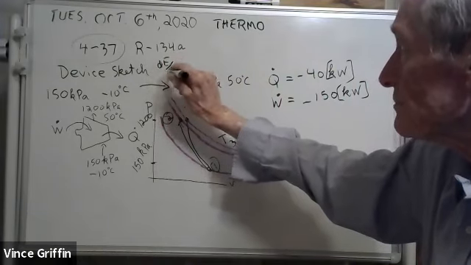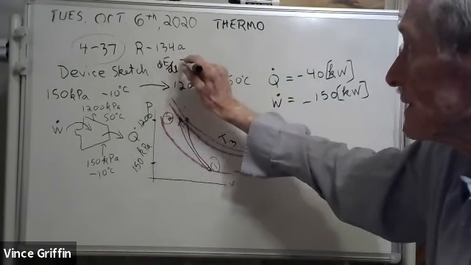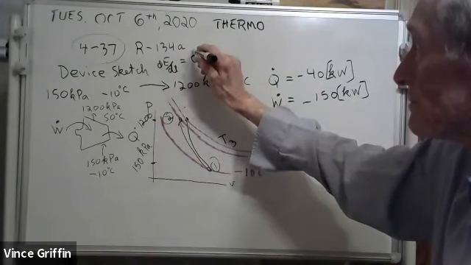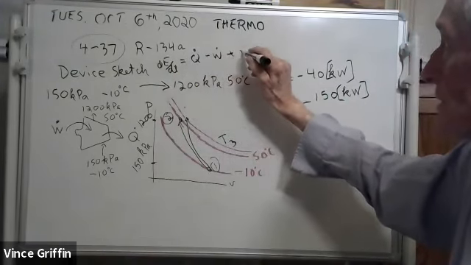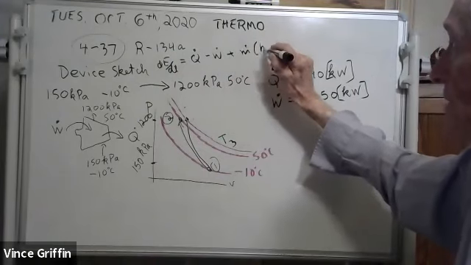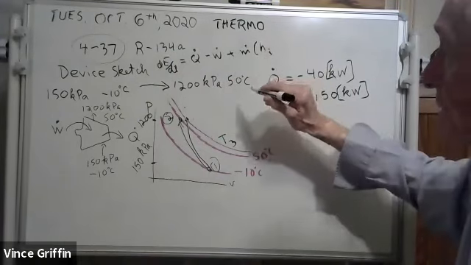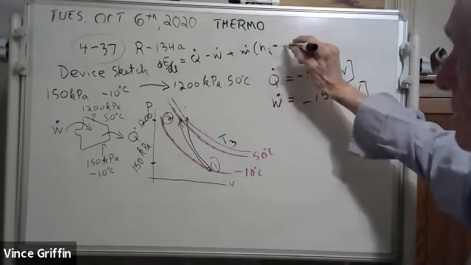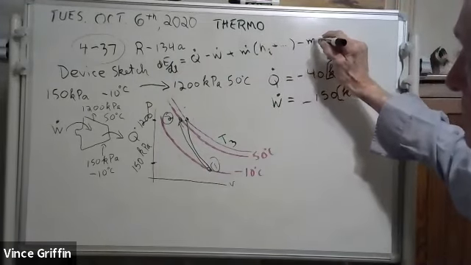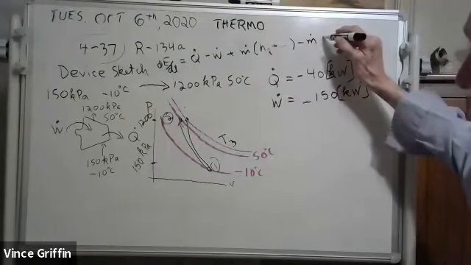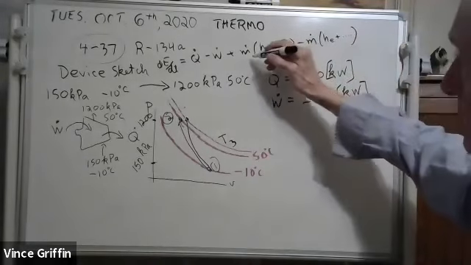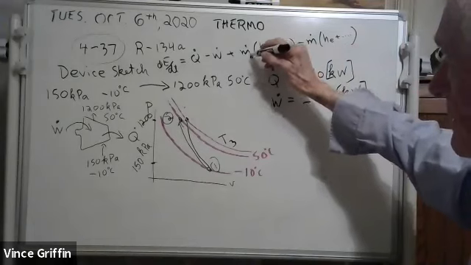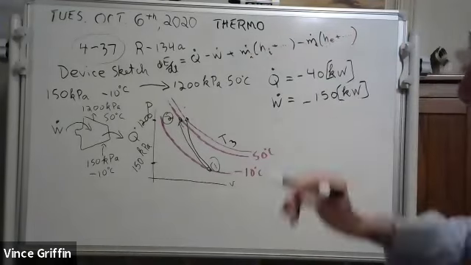dE/dt equals Q dot minus W dot plus m dot h_i. We're going to throw out all those other terms. We don't need them for this particular problem. h_e, a little bit lazy there. Coming in, going out, it's the same.